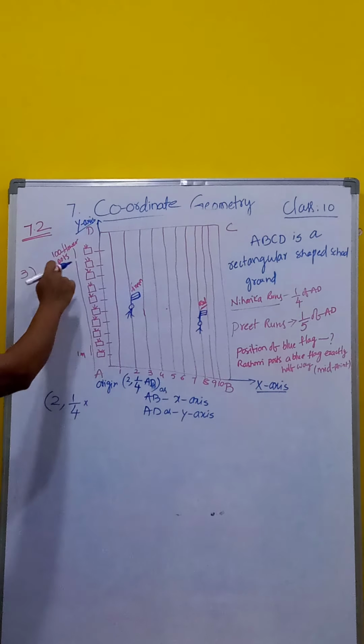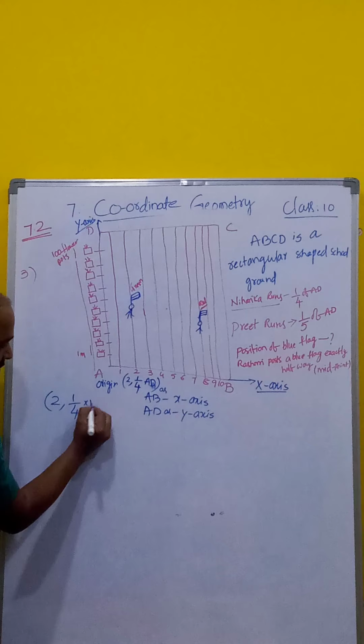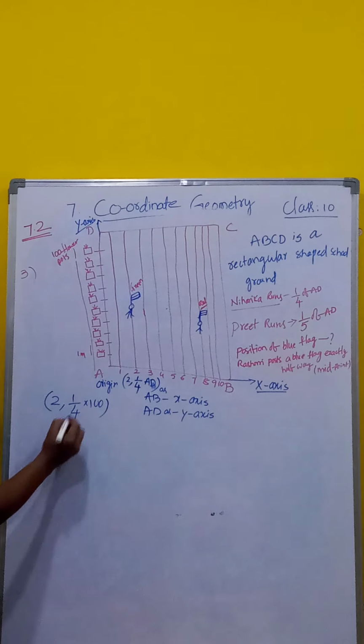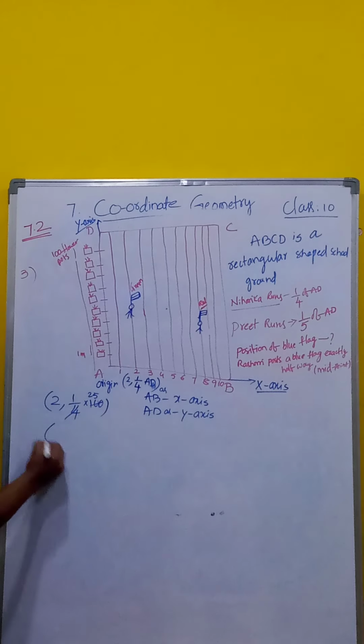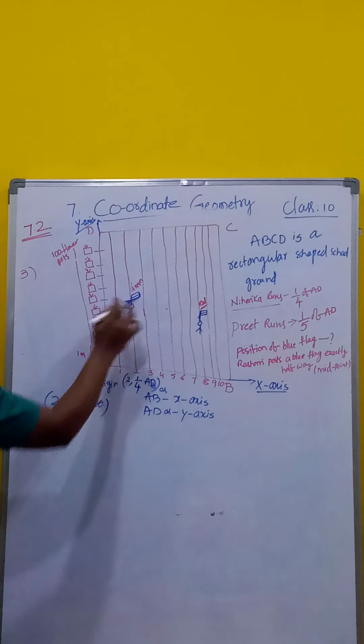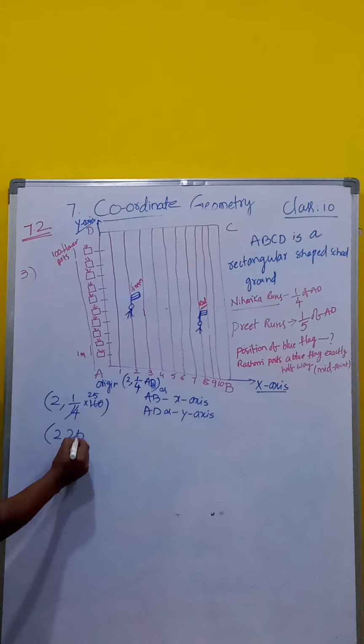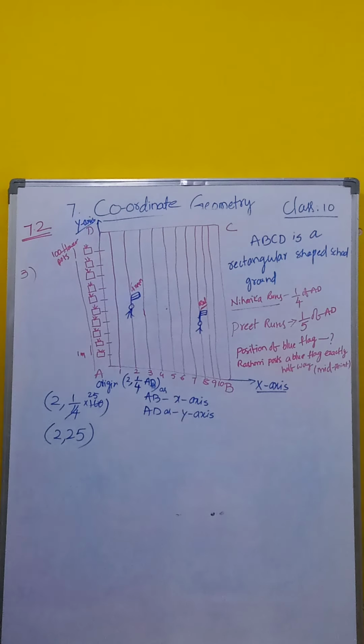What is the AD length given here? 100. Cancel this, 25. Then the first point is 2 comma 25. First one we got it.